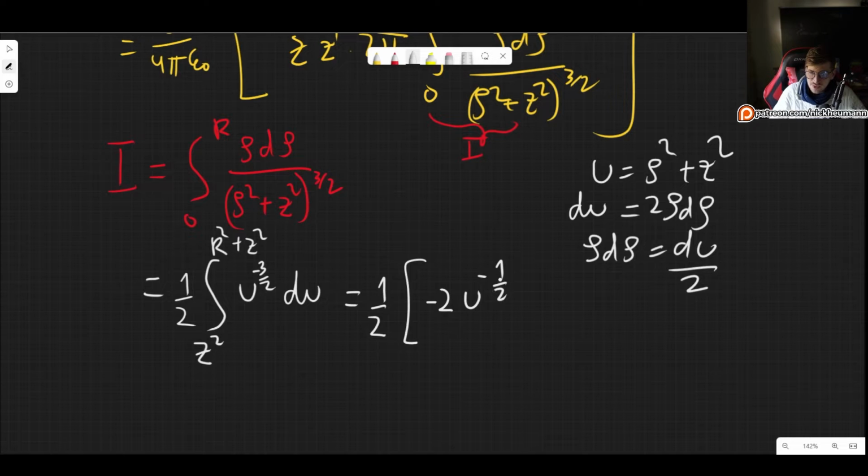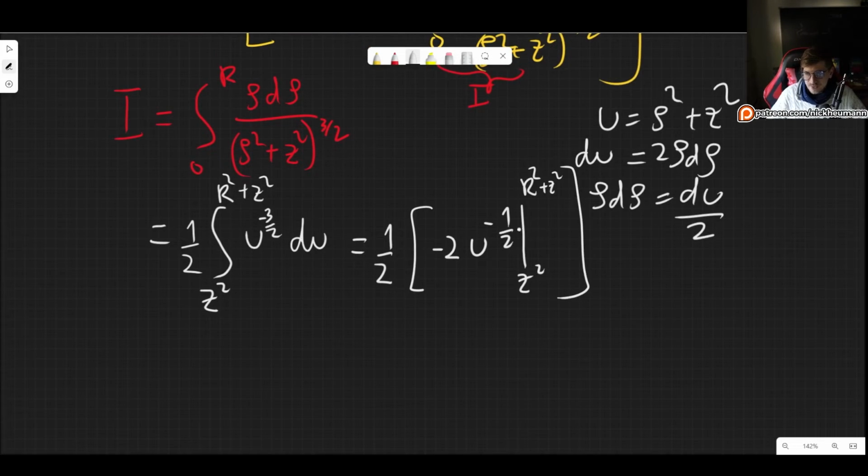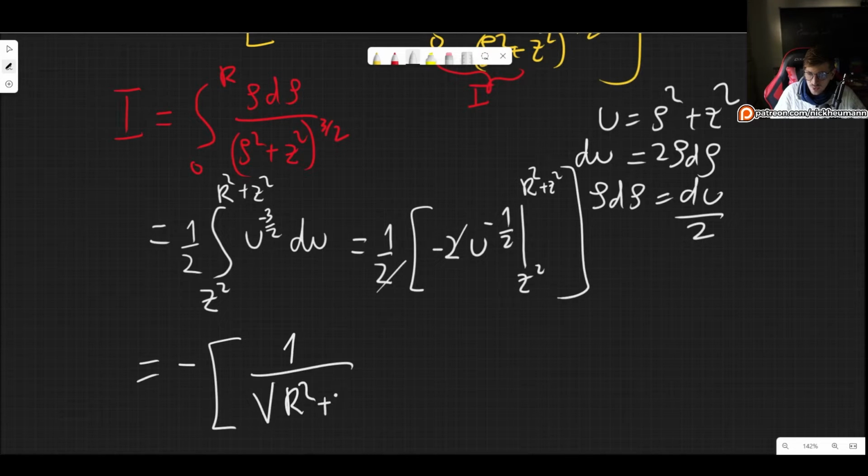Because if you take the derivative, you get minus 1/2, which cancels this out, and you end up with u to the minus 3/2. And you evaluate this between z squared and r squared plus z squared. Okay, now those twos cancel out, and we end up with minus, and now we evaluate. So we get 1 over the square root of r squared plus z squared minus 1 over the square root of z squared, which is simply z. But since there's a minus sign outside, we change the signs inside. And there we go. So that is the integral.